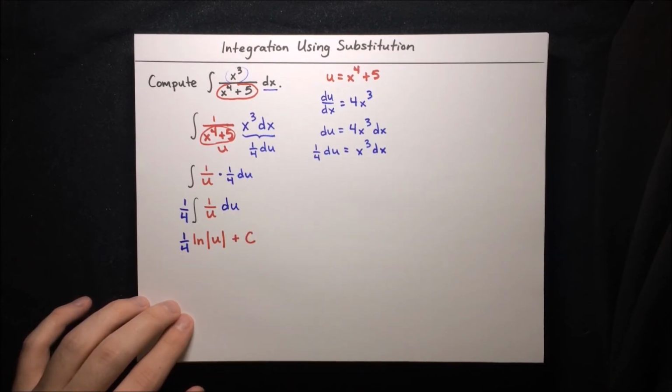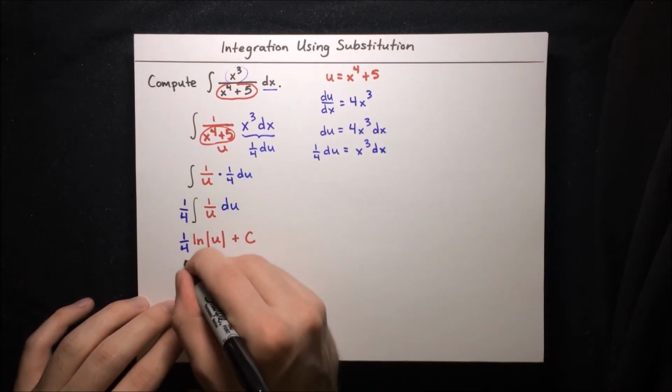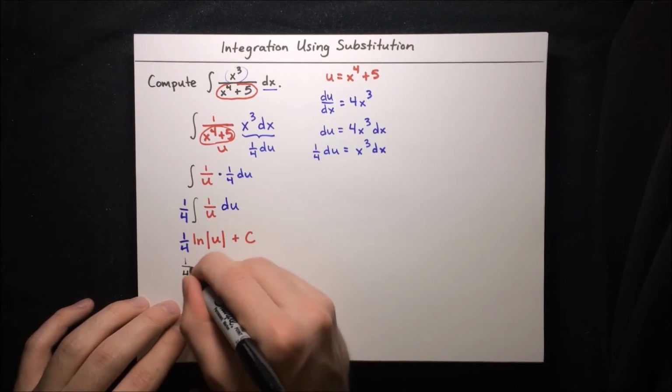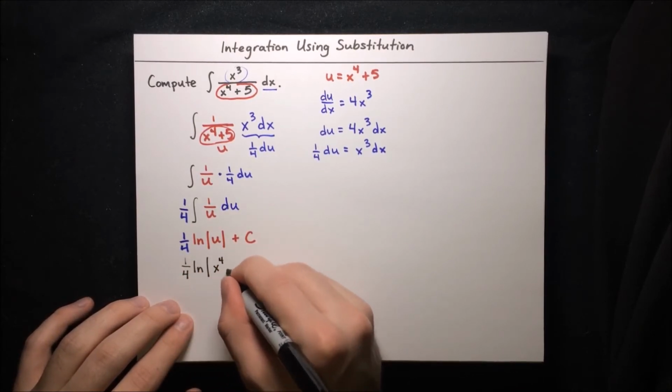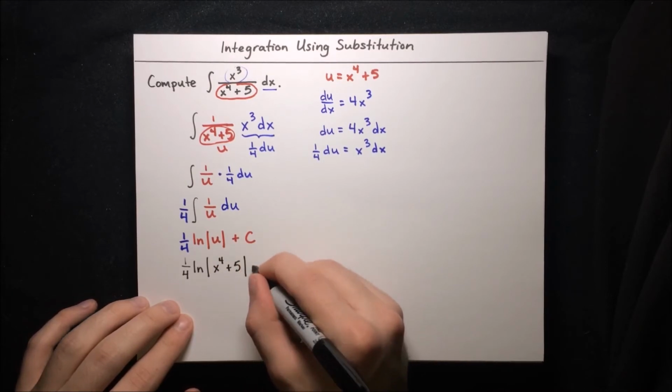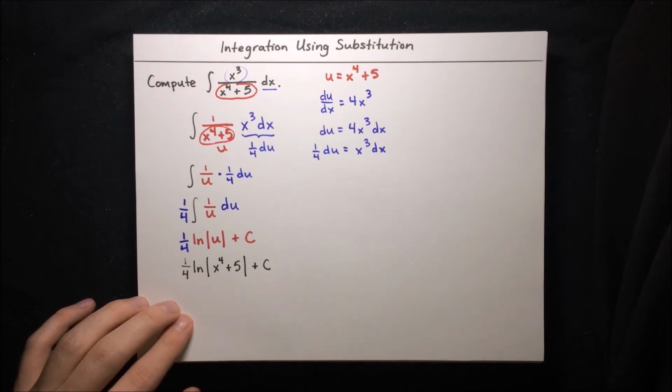Finally, we just back substitute to get our answer totally in terms of x. Bring in that x to the fourth plus 5 and sub it in for u. So 1/4 natural log of the absolute value of x to the fourth plus 5, plus our constant of integration c. We're pretty much done.